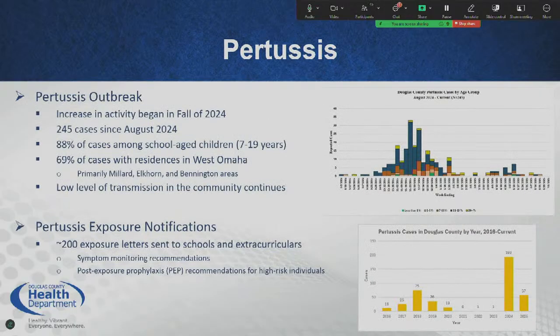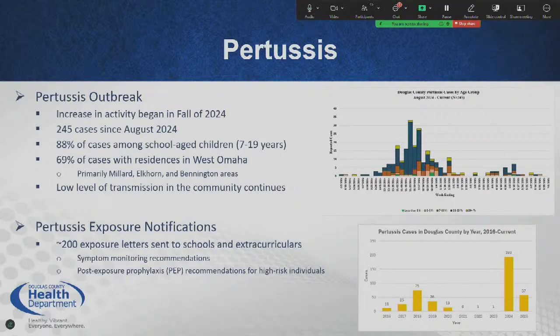Pertussis. It was an awful year for pertussis in 2024. My daughter even was diagnosed with pertussis, and it was horrible to watch her, so I can't imagine having infants or toddlers with pertussis if she's 18 years old. But we had 245 cases reported, and that was from August until the end of the year. That was more cases than we've had in a decade or even longer. We saw that 88% of those were among school-aged children, and 69% or almost 70% of those were in West Omaha, mostly in Millard, Elkhorn, and Bennington.